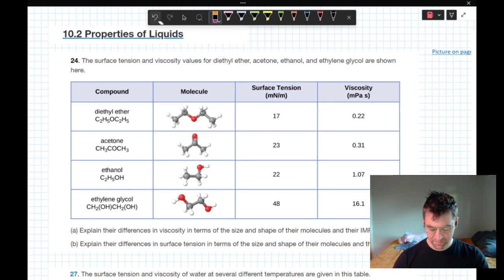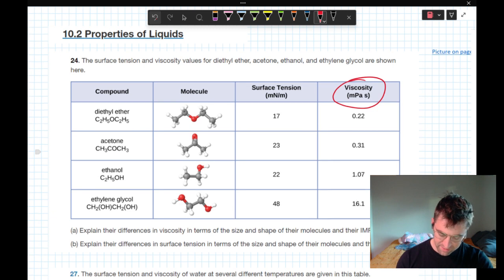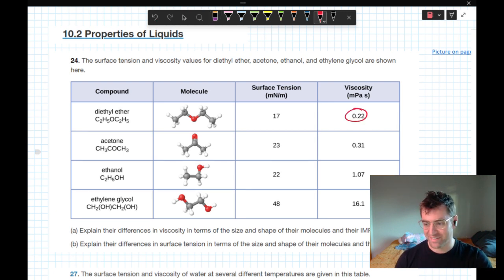So surface tension, getting ahead of myself again, explain their differences in viscosity in terms of the size and shape of their molecules and their intermolecular forces. So viscosity is resistance to flow, right? Honey is very, very viscous. Diethyl ether is not viscous at all. It's a very, very low viscosity value. So it wants to flow very easily. And when you get to work with this in the lab, you'll see that it's a very, very thin liquid. It also evaporates very, very quickly, which is part of this.